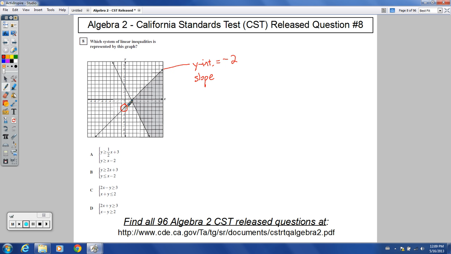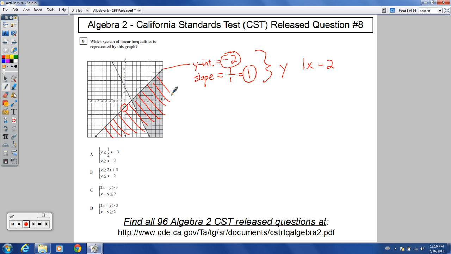It looks like I have that point right there, and I'm just going up one, right one, up one, right one, getting a new point every time. So that's just 1 over 1, which is 1. So I'm going to use this as my slope. This is my y-intercept. If I put that together, I have y, and I'll wait for the symbol for a moment, but I have 1x minus 2.